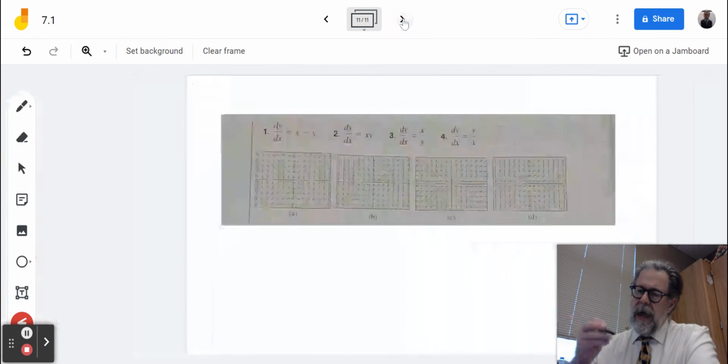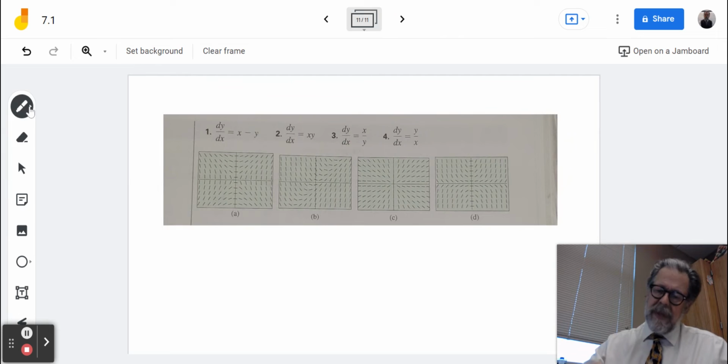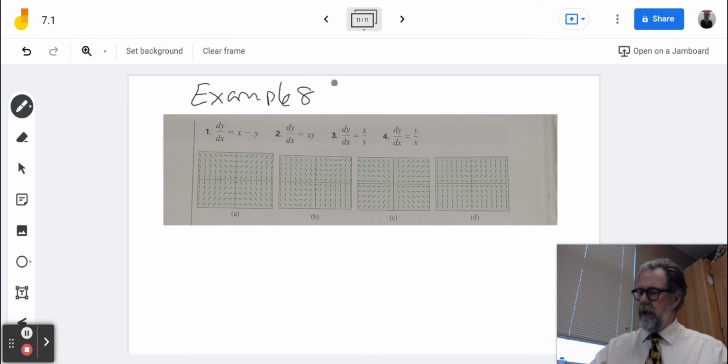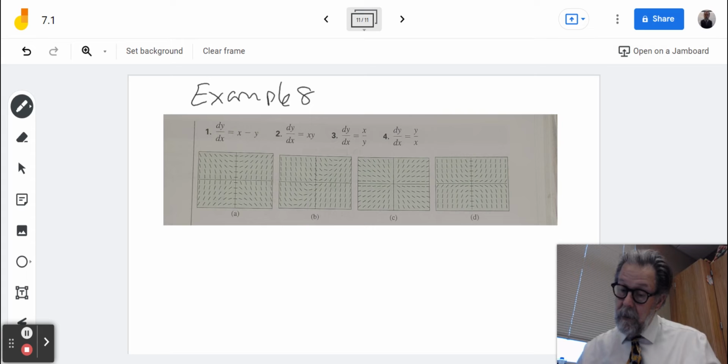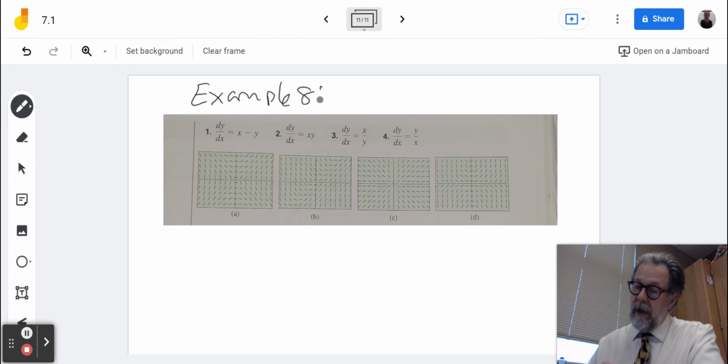So let's look at some more graphs. This is example 8 in our textbook. I apologize for the darkness. I took a picture of the problem and it doesn't seem to have come out very well. I'm hoping you can see it. If not, you'll never know because I'll watch the video and redo it.